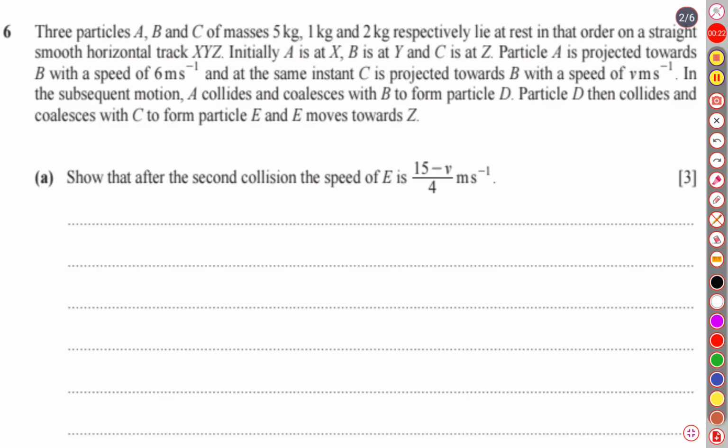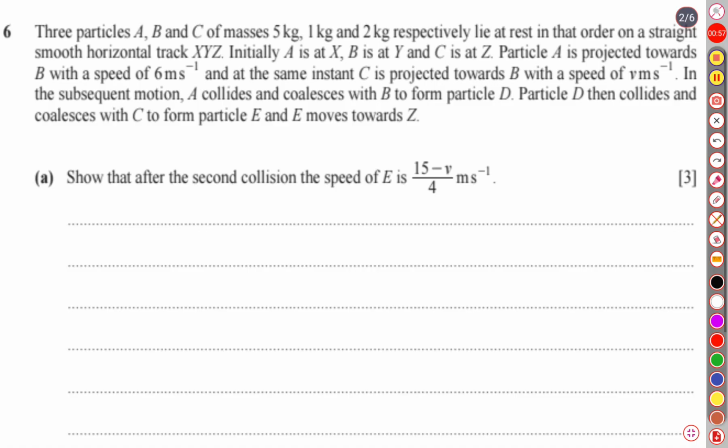It says three particles A, B, and C of masses 5 kilos, 1 kilo, and 2 kilos respectively lie at rest in that order on a straight, smooth horizontal track XYZ. Initially, A is at X, B is at Y, and C is at Z. Particle A is projected towards B with a speed of 6 meter per second, and at the same instant, C is projected towards B with a speed of V meter per second.